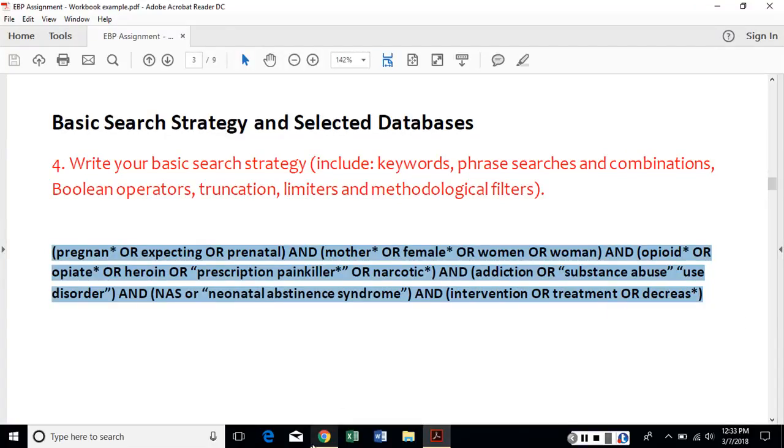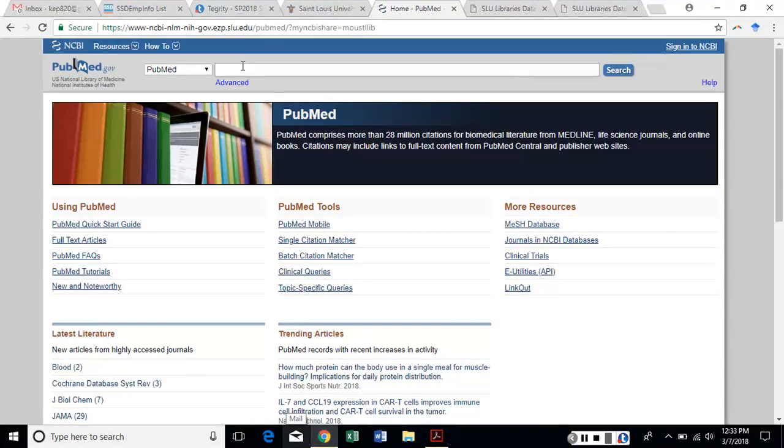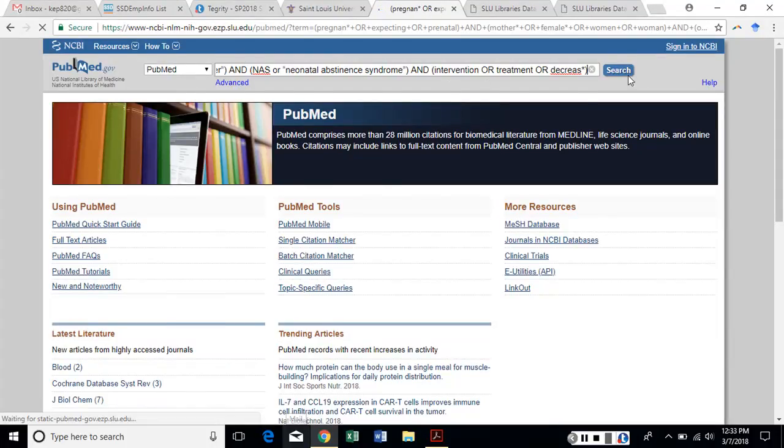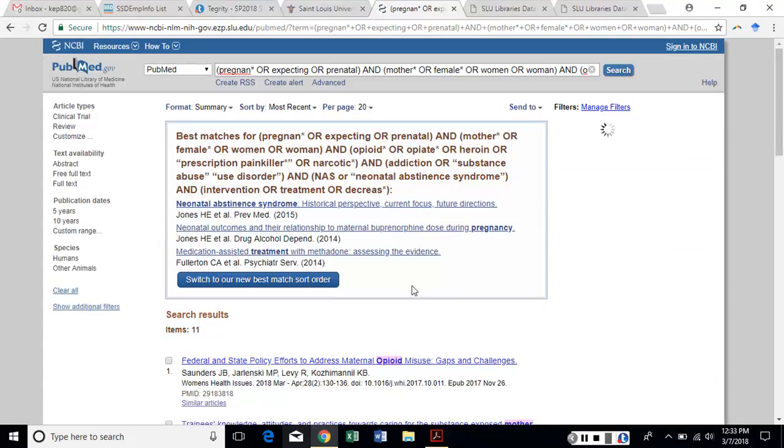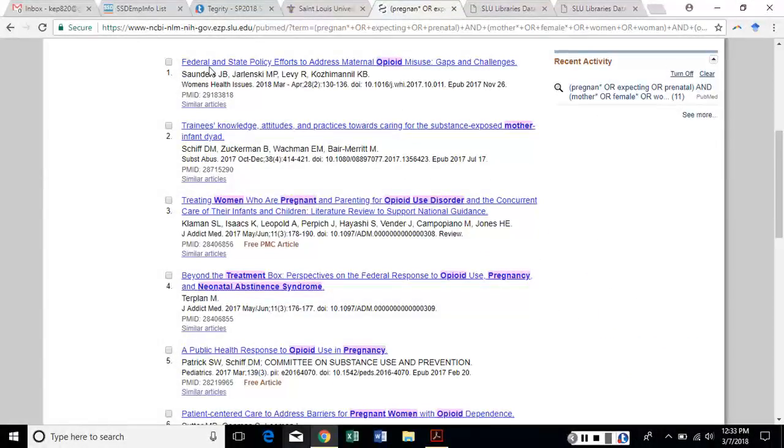So we're going to take our search strategy, plop it into PubMed, and let's see what happens. I plopped it in, clicked search, and it's going to give me 11 matches. Then we can read these articles. Federal and state policy efforts to address maternal opioid misuse. You can read them. Oh, this third one sounds perfect. Treating women who are pregnant and parenting for opioid use disorder and the concurrent care of their infants and children: literature review to support national guidance. This is perfect.